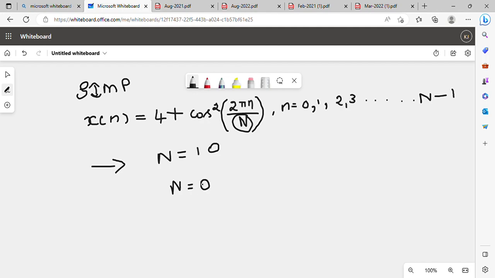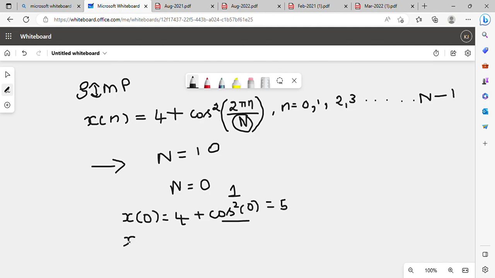For n is equal to 0, x of 0 is equal to 4 plus cos square 0, which is equal to 5, because cos of 0 is 1, 1 square is 1, and 4 plus 1 is 5. Anything into 0 is 0. As cos is present, please try to find the cos of that particular value.